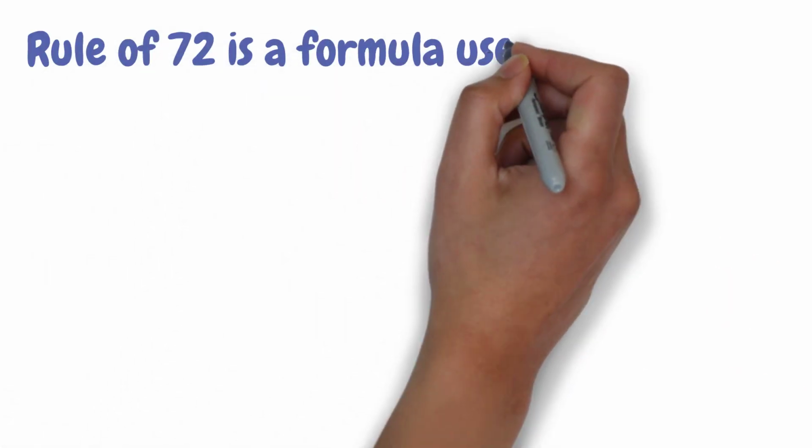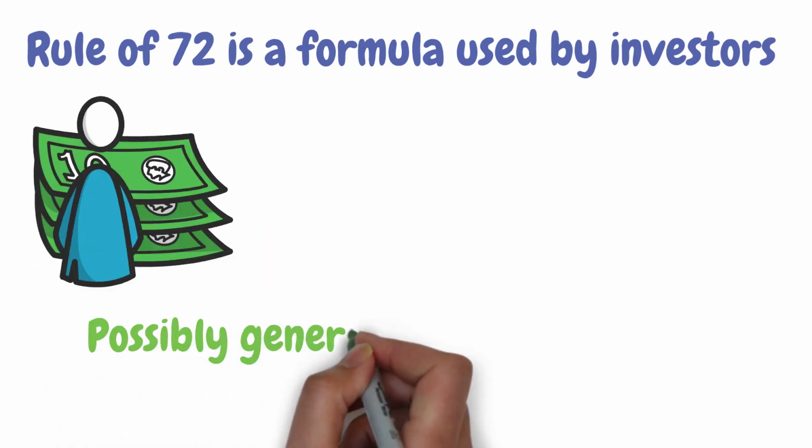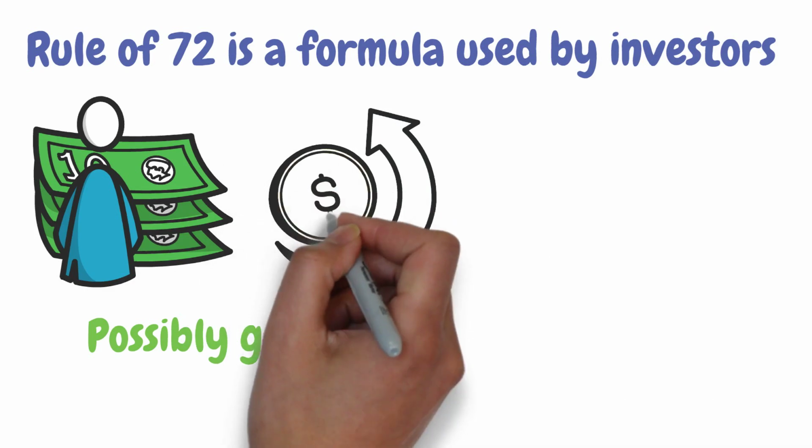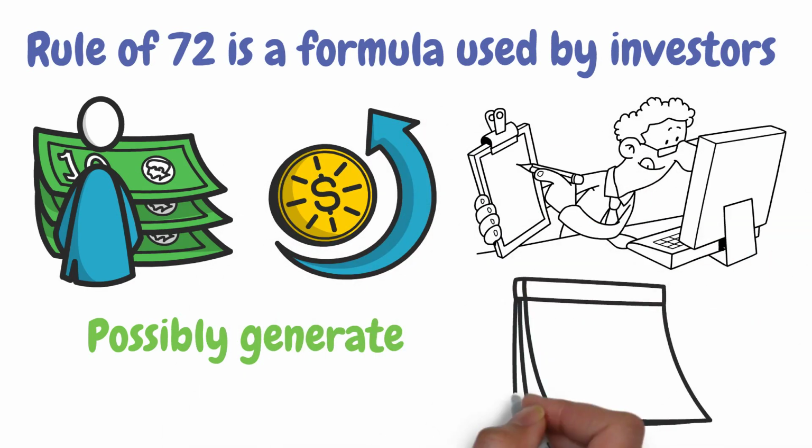The rule of 72 is a formula used by investors to assess how much money they could possibly generate based on a specific annual rate of return. Once you plug in all the correct variables, the result will amount to the number of years it will approximately take to double your money.